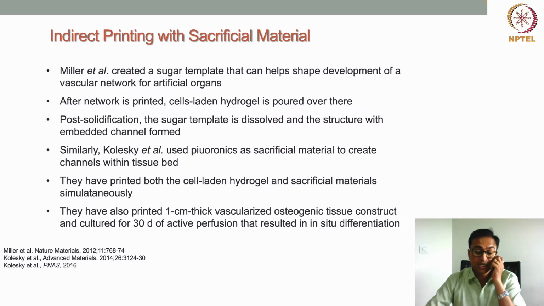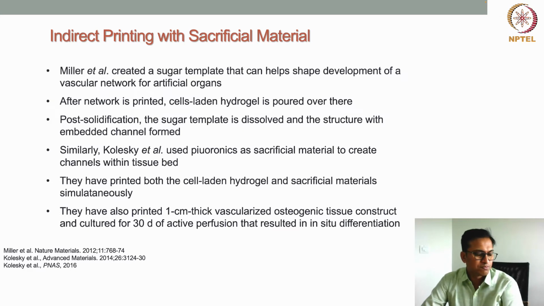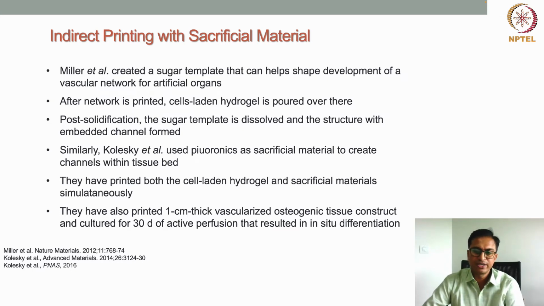So then they circulated media through these channels, and it was found that when optimum differentiation factors were given through the channels, the stem cells printed within the cell-laden hydrogel could differentiate towards the osteogenic lineage, like osteoblasts, and they could develop an osteogenic tissue construct. Also, it was found that the cells present near the channel survived much better than the cells present far from the channel. So a perfusable thick vascular tissue construct was developed in this work.